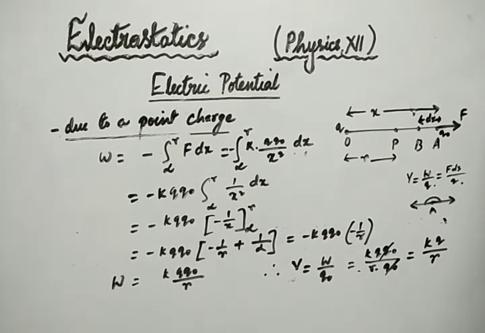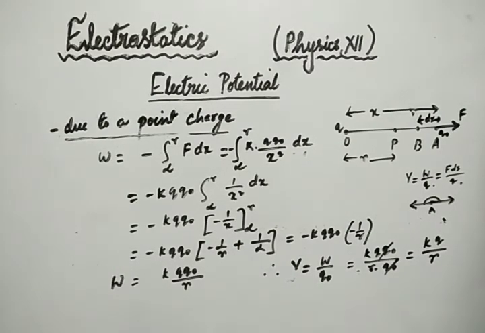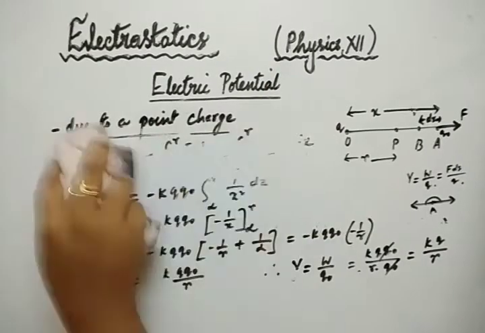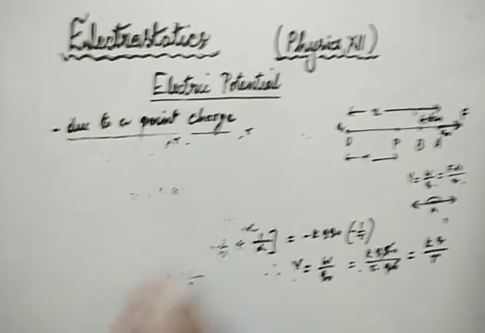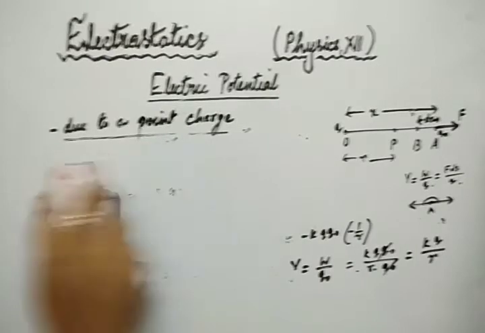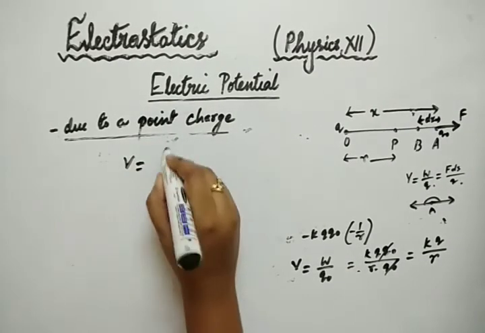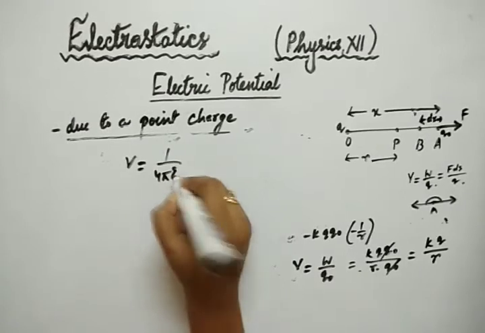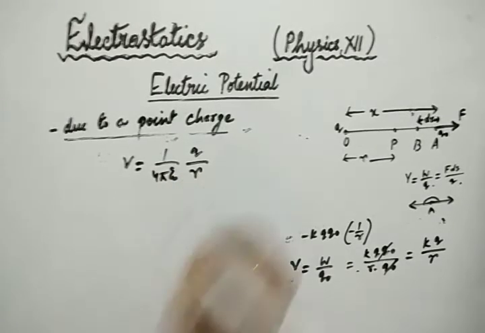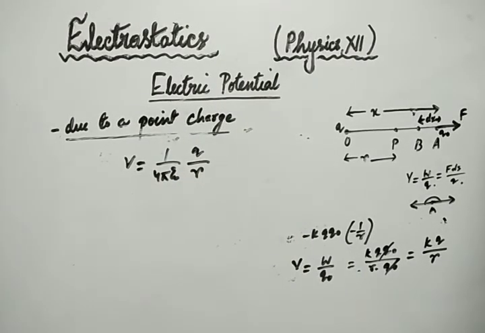So the formula of potential is given by 1 by 4 pi epsilon naught, or we can write it in this manner. If you want to understand the derivation well, pause it and see. So it will be 1 by 4 pi epsilon naught Q by r. This is the formula of potential.